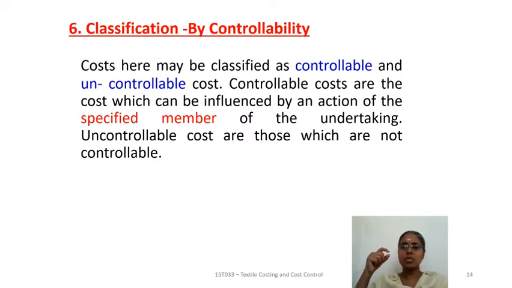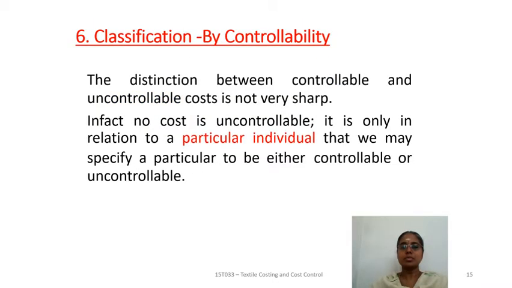There is no cost in an industry which we can say is entirely uncontrollable, but say some accident happens, then it is something which is not under our control. So the distinction is not very sharp. Usually all costs are controllable. Some uncontrollable things may occur, but a particular individual may not be the reason for that uncontrollable cost.